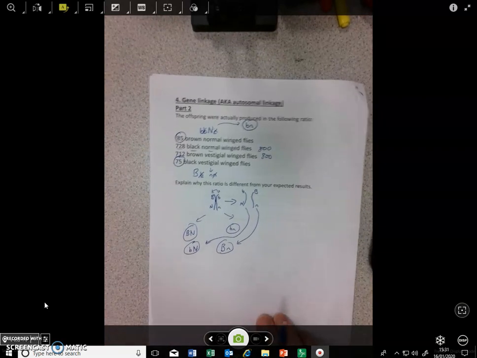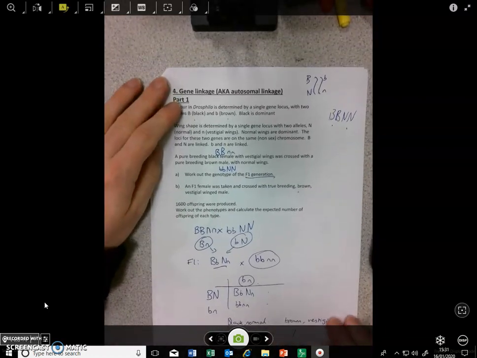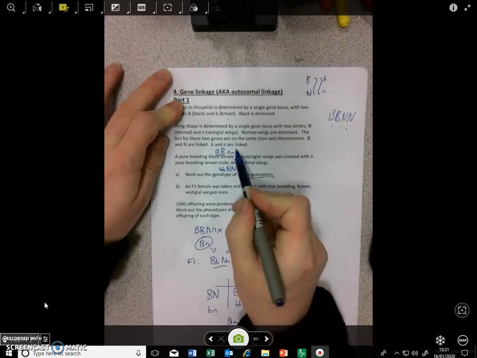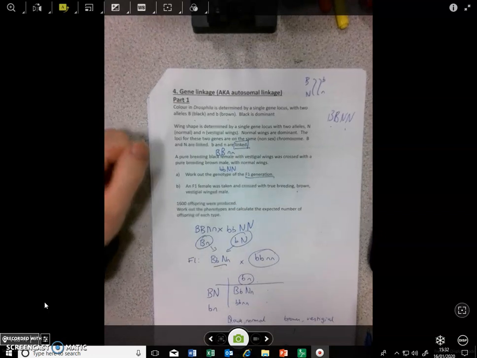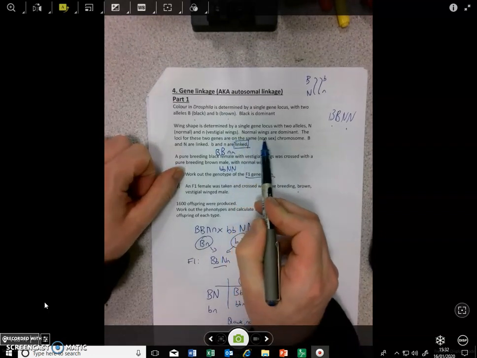And the key to look for in a question stem that tells you you're going to need to think about that is the word linked. They are linked, or they might sometimes just be really clear and say they are on the same chromosome.